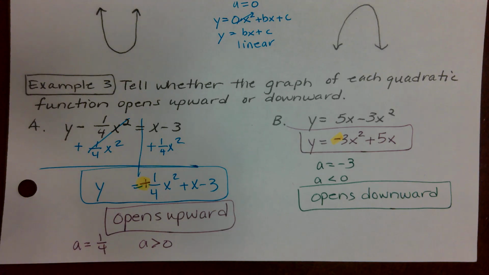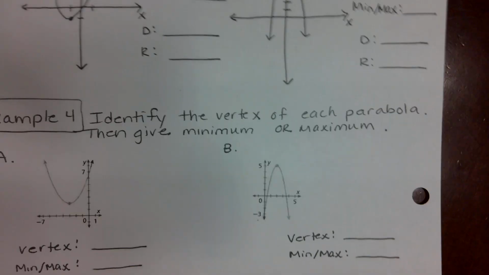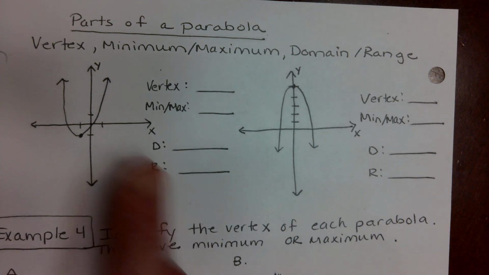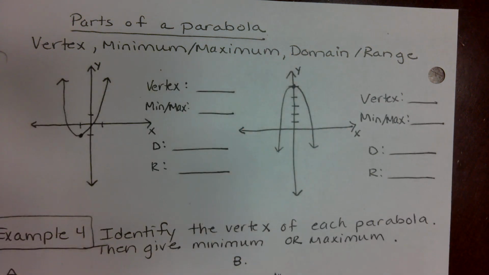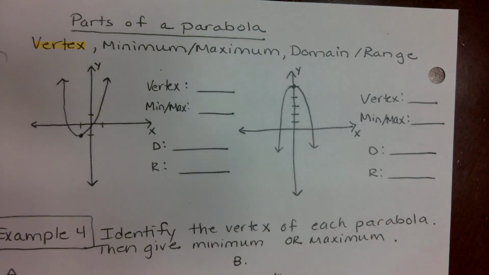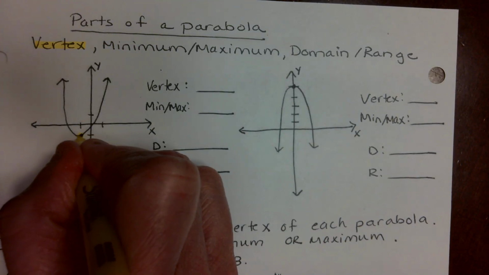Okay, still got a couple more things. This section is loaded. We're going to talk about the different parts of the parabola now. And if you notice, there's several terms up here. So the first one we're going to talk about is vertex. I want you to highlight these in the same color.